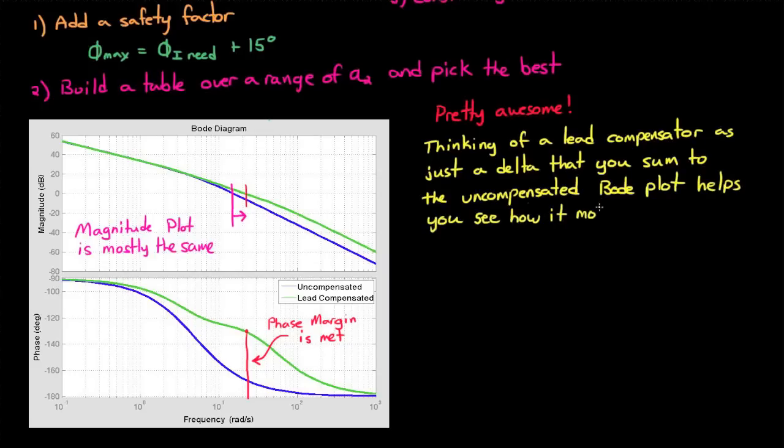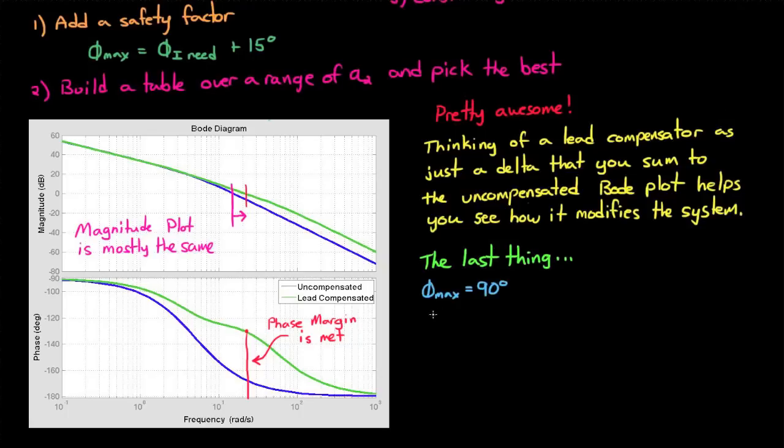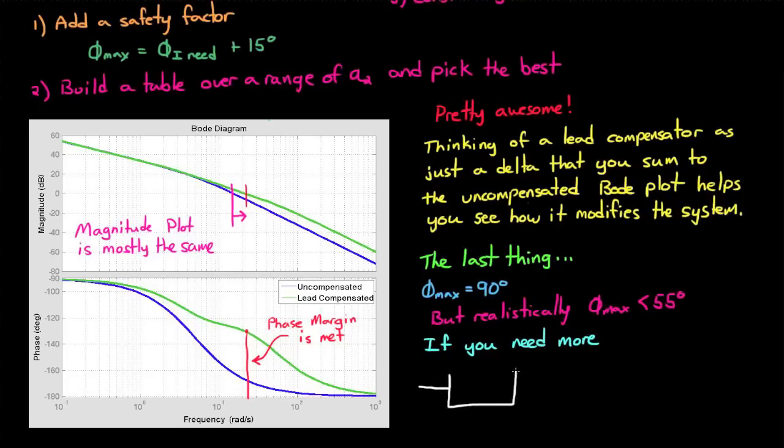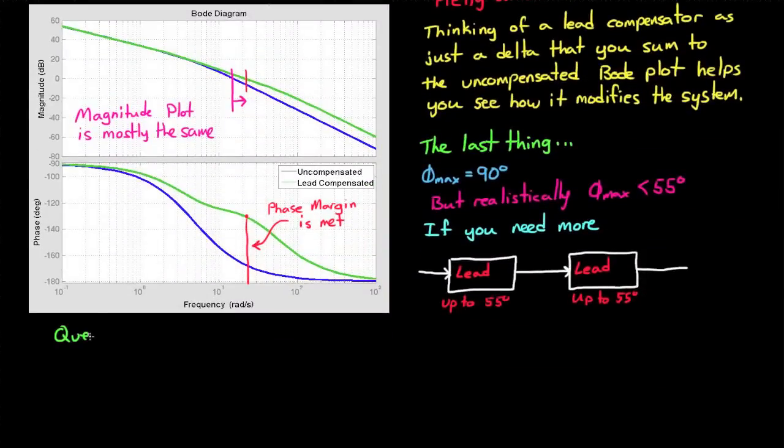There's one last thing that I wanted to say, and that's that you can only add up to 90 degrees of phase with a lead compensator. That's because there's only a single zero in the compensator. But realistically, with how you implement a phase lead compensator with your components, you really should only ever try to add about 55 degrees with it. Anything more than that and the component values that you need become too large or too small to be practical. Therefore, if you need more phase lead than 55 degrees, you'll need to add two compensators, or two stages, in series, and they're going to add on top of each other. So you can get up to 110 degrees of phase lead if you have two in series.